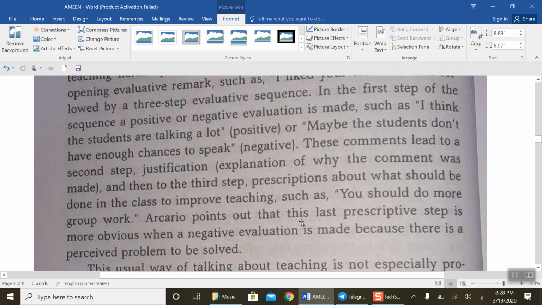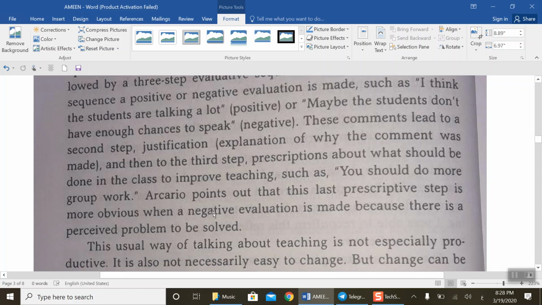Cario points out that this last prescriptive step is more obvious when a negative evaluation is made because there is a perceived problem, like the problem that students do not speak English. So this problem should be solved. We should give a prescription in order to solve this problem. So this is the way teachers talk to each other.